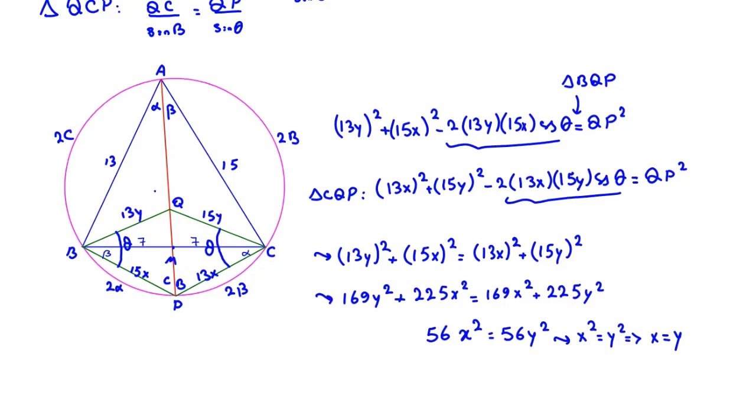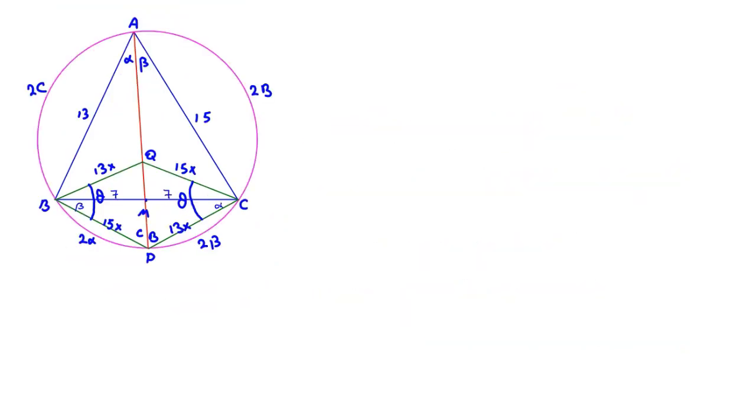13. So let me draw a new figure. Okay, now we conclude that triangle BQC is congruent to triangle BPC. Why? Because of three sides. All three sides are equal.